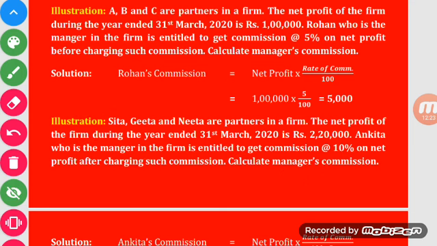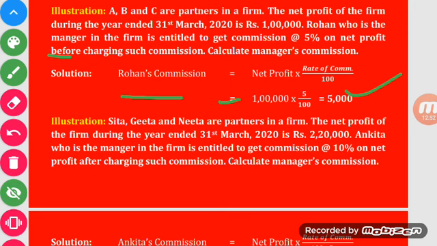Here the point is given: before charging such commission, calculate manager's commission. So your answer will be the solution. Rohan's commission is equal to the formula net profit into rate of commission upon 100. The net profit given in the question is rupees 1 lakh, the rate of commission is 5% divided by 100, your answer will be 5000. 5000 will be the commission of the manager Rohan.